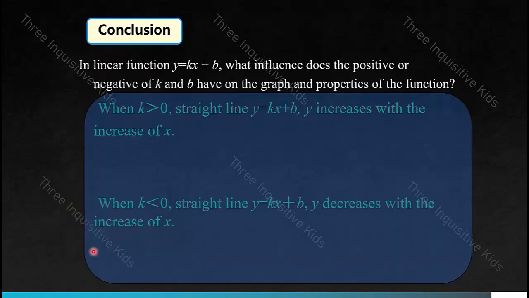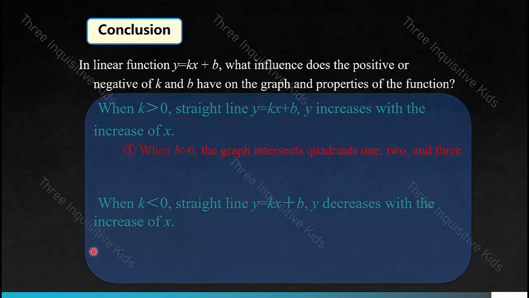In linear function y is equal to kx plus b, what influence does the positive or negative of the k and b have on the graph and properties of the function? Well, we know that when k is greater than 0, straight line y is equal to kx plus b, y increases with the increase of x. And when k is less than 0, y decreases with the increase of x.